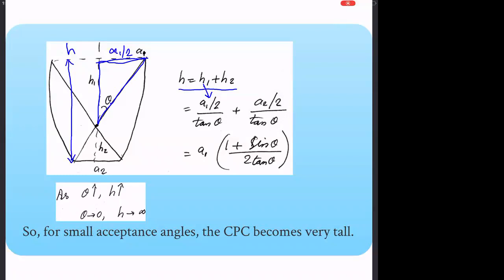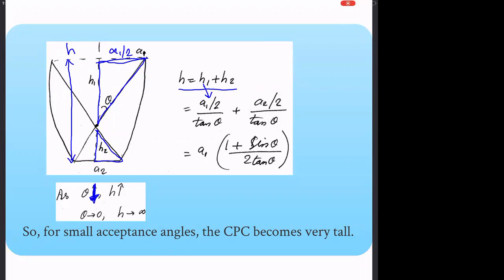You can do the same thing on the other side for A2 over here, and you will get H2 is A2 over 2 divided by tan theta. You can put them all together and with some simple algebra, you get this expression. So what's the purpose of this? As theta increases, so this is wrong. Theta should decrease here. It's a mistake.